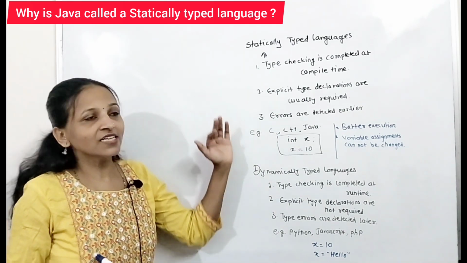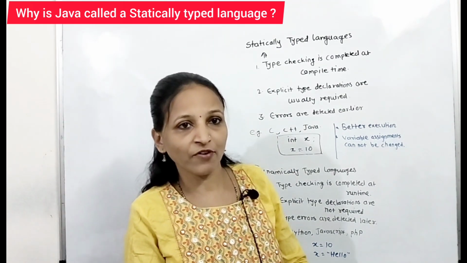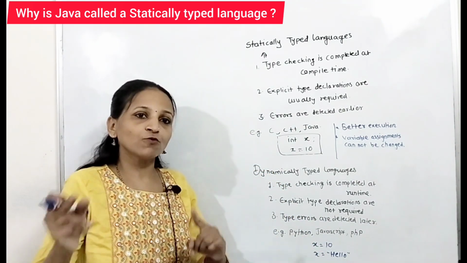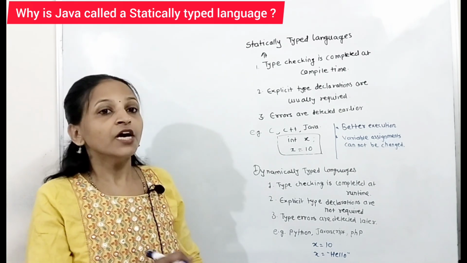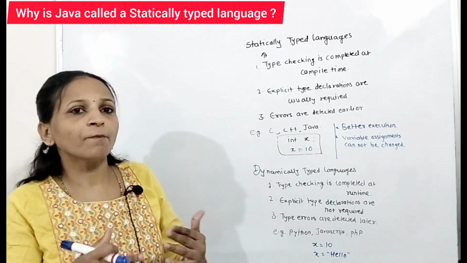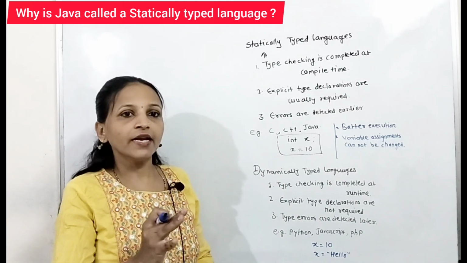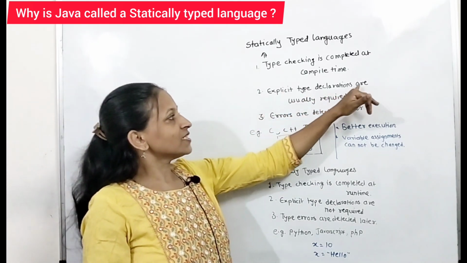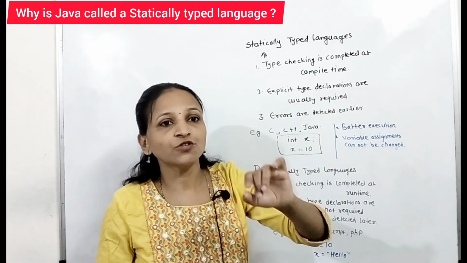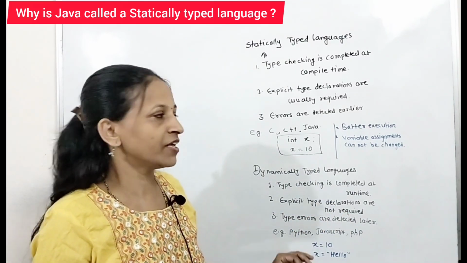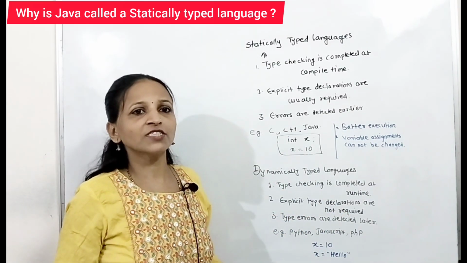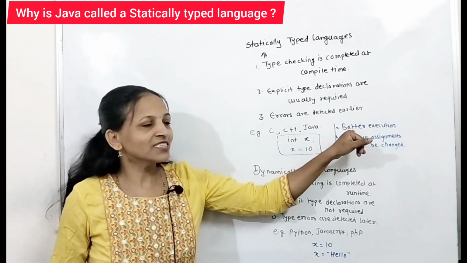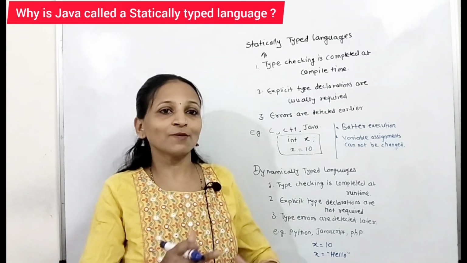In statically typed languages, you have to first declare the type of a variable. Variable declaration is compulsory here, and after that you have to store only that type of value inside that variable. If you store any incompatible type value inside that variable, you will get an incompatible type error. Here explicit type declarations are usually required. First you have to explicitly mention the data type of the variable, and errors are detected earlier, of course, at the time of compilation only. If there is any error, you will get it. That's why execution is better, because at the time of execution type checking is not done.